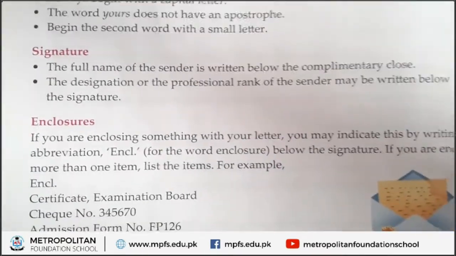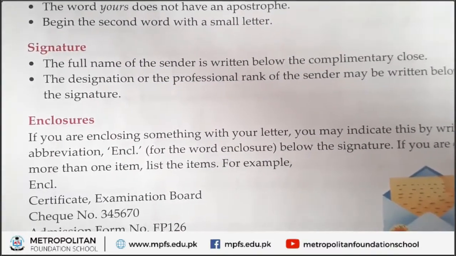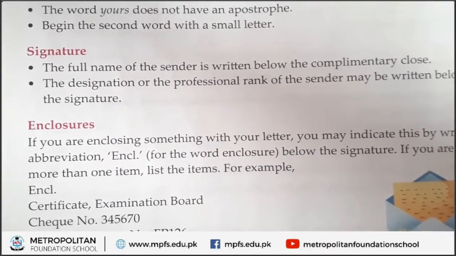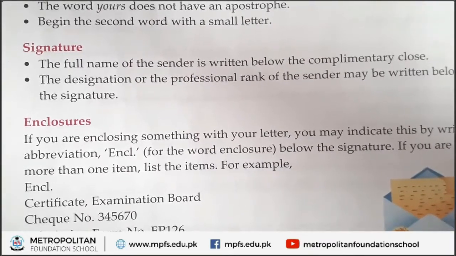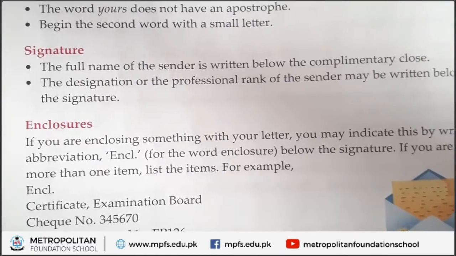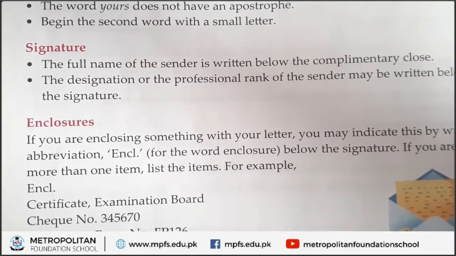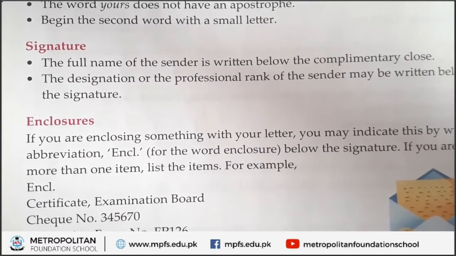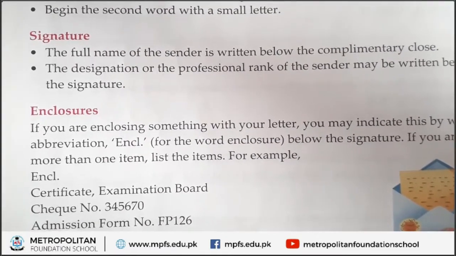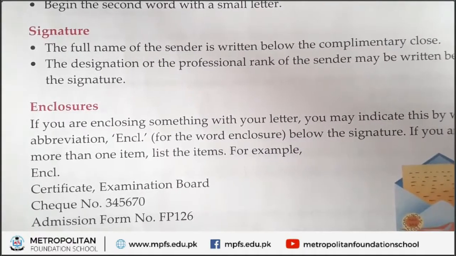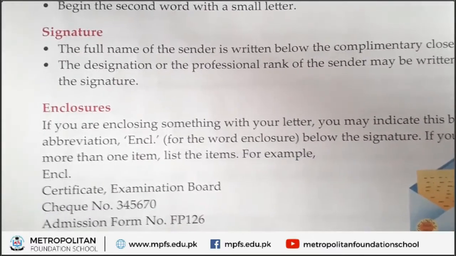Then, in the last, comes the enclosure. If you are enclosing something with your letter, you may indicate this by writing the abbreviation ENCL, the abbreviation for the word enclosure, below the signature. If you are enclosing more than one item, list the items. For example, Enclosure ENCL: certificate, examination report, check number, an admission form, etc., as you like.